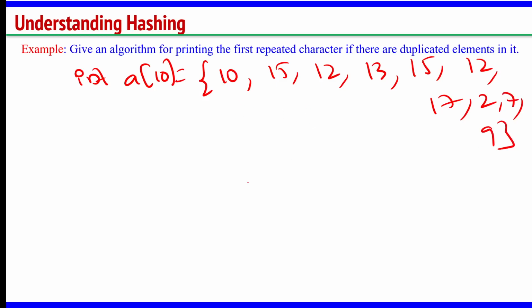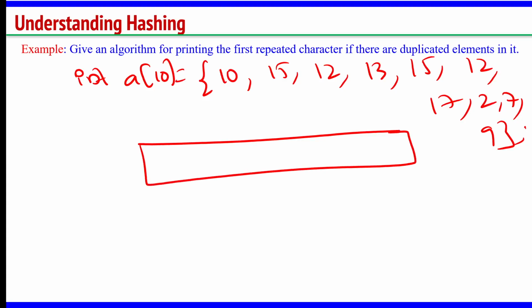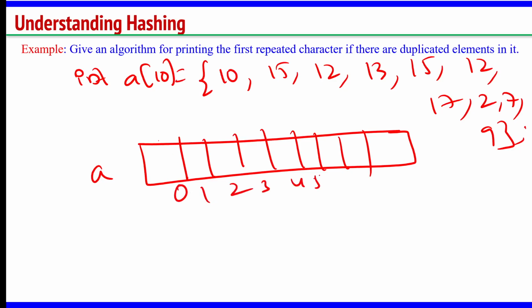Like this, 10 elements are given. Now I have to find out the most repeated element or the first repeated element. For this, how will you do it? We cannot take a temporary array of size 20. I cannot use that logic which I used for a character array or a string. I cannot take something like this and hold the count.